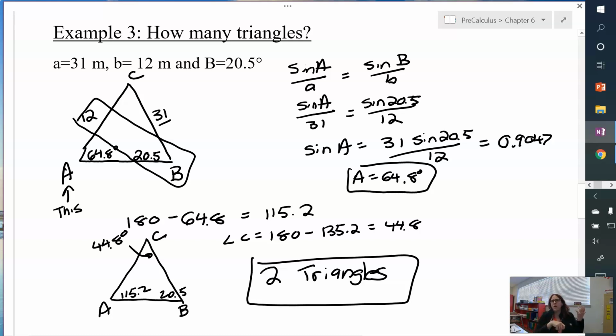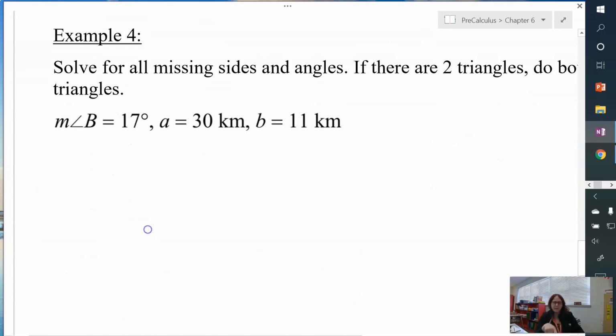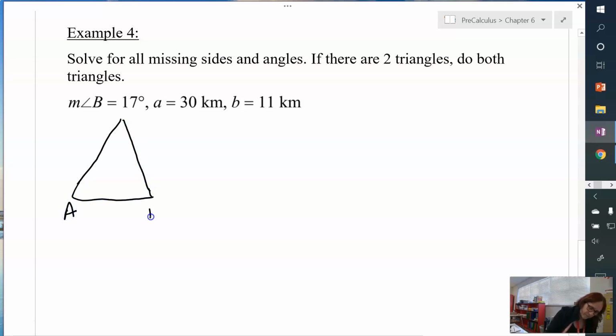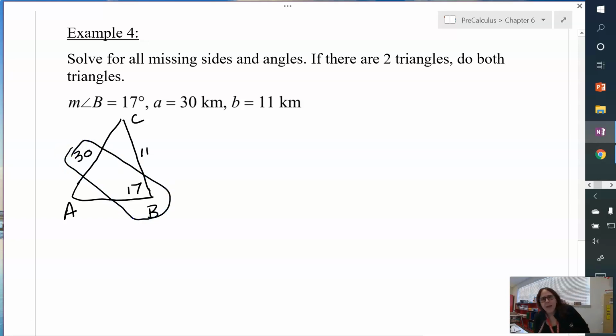So you've seen one where there's one triangle, you've seen no triangles, and you've seen two triangles. Now, let's put it all together. We're going to solve for all the missing sides and angles. If there's two triangles, we're going to do both of them. So let's go ahead, draw our triangle. Angle B is 17 degrees. Little a is 30. Little b is 11. This one right here, that's my complete pair. A is the angle opposite the given side, so I'm going to do this one.